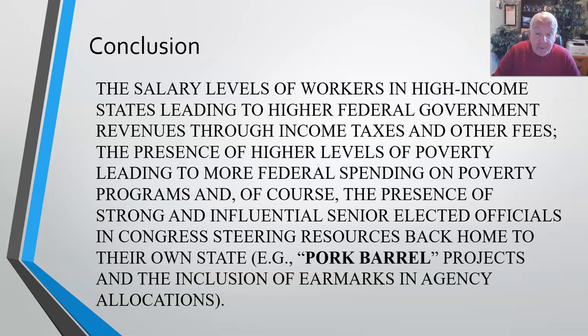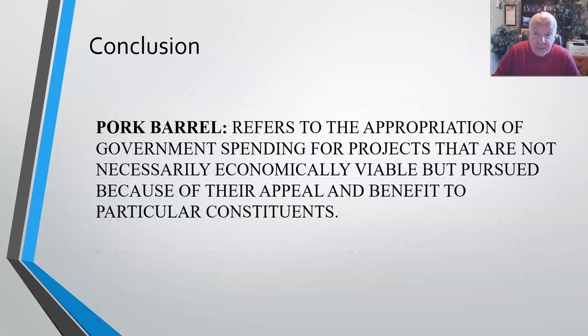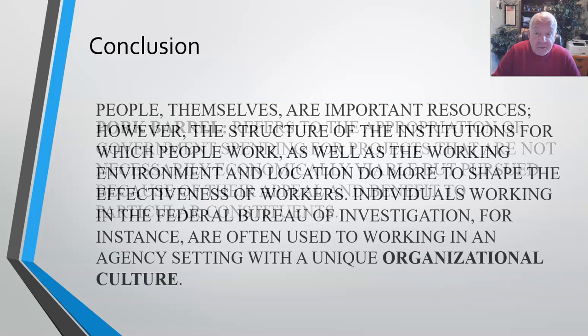For example, pork barrel projects and the inclusion of earmarks in agency allocations. Pork barrel refers to the appropriation of government spending for projects that are not necessarily economically viable, but pursued because of their appeal and benefit to particular constituents.